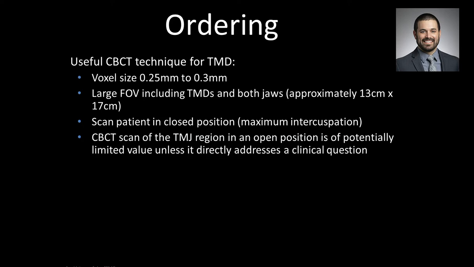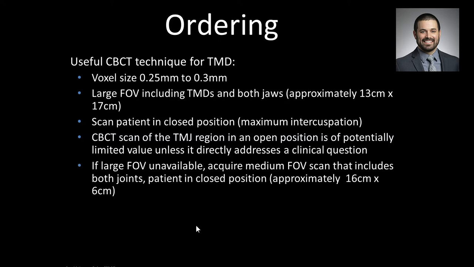One of the most common indications is if you're worried about coronoid process enlargement and impingement on the zygomatic arch anteriorly. A very quick and easy diagnosis is to have them open all the way, image them, and if we see that coronoid process running into the arch, we have our diagnosis.